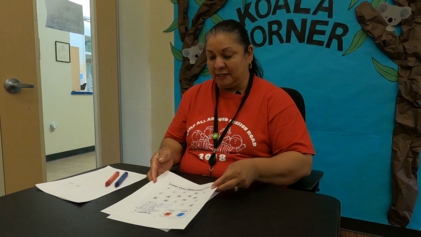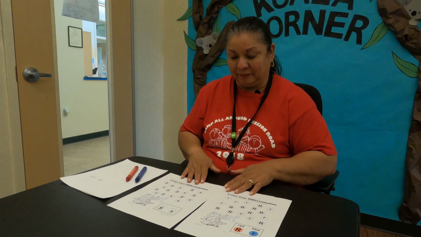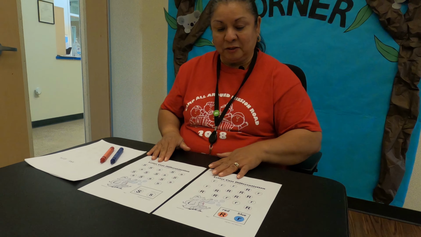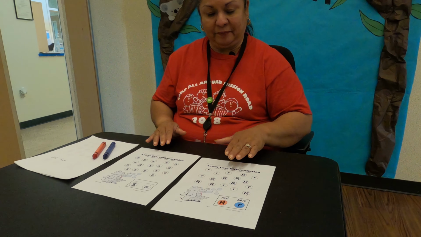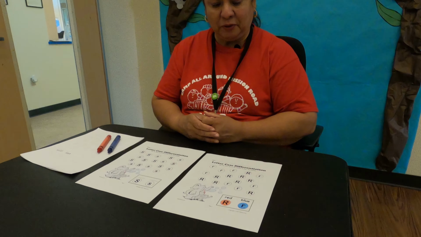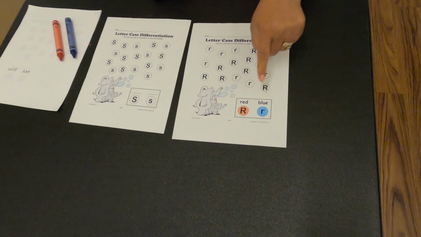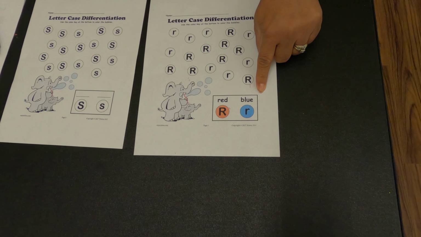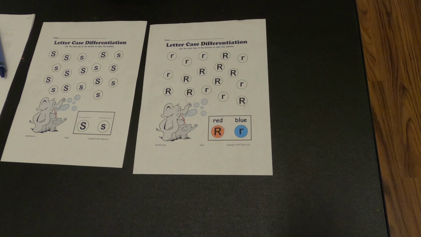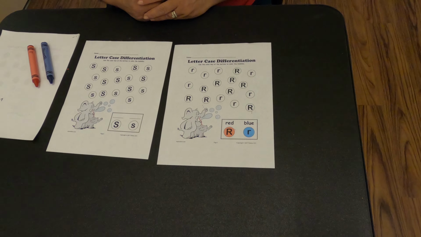We're going to continue working with our letter R and our letter S, so uppercase and lowercase. If you go to your bag and pull out your two sheets, this is what they're going to look like. All righty. So we have the letter R right here. What we're going to do is color all our uppercase letters red and all our lowercase letter R blue. So as you can see, we have our letters here.